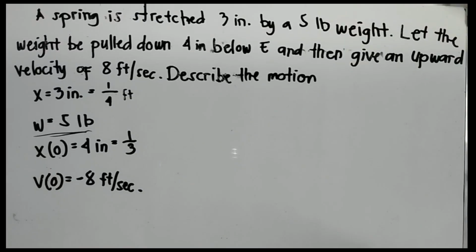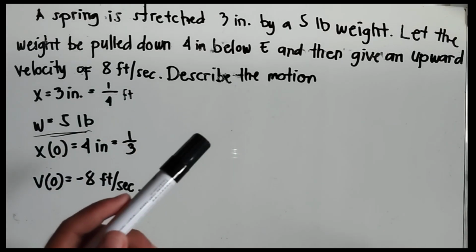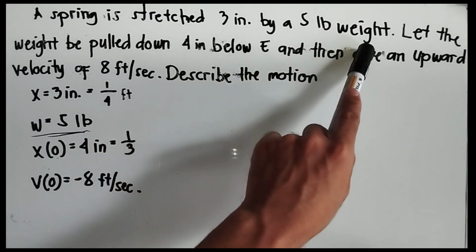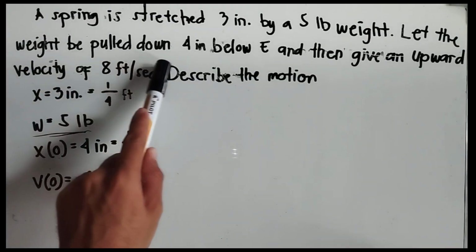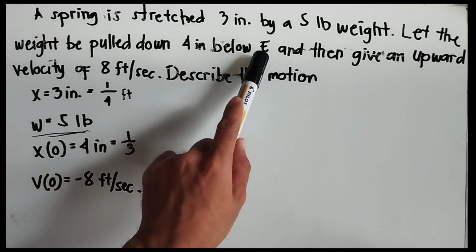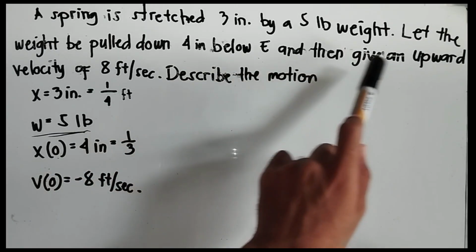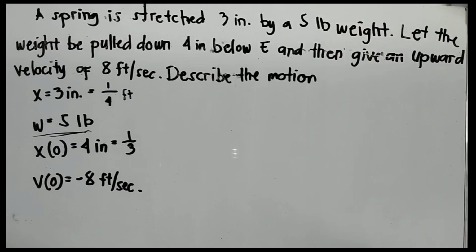Hi guys, today we're going to be focusing on simple harmonic motion in undamped free vibration. So we have a simple sample problem here. A spring is stretched 3 inches by a 5 pound weight. Let the weight be pulled down 4 inches below equilibrium, and then given an upward velocity of 8 feet per second. Describe the motion.